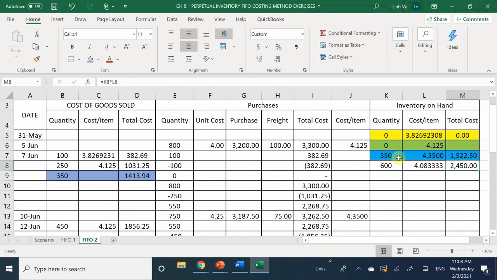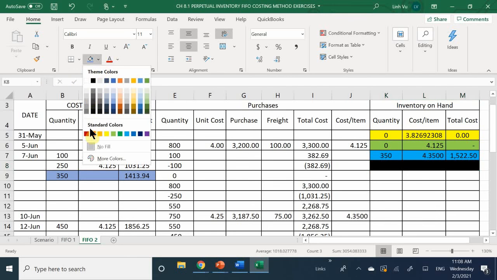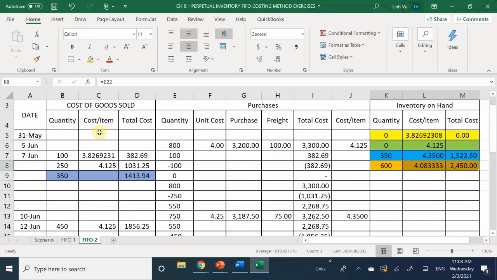I'm going to go ahead and highlight this because, again, I'm going to choose another color. In this case, because I feel like it, I'm going to go ahead and do orange. Okay, so orange. Okay, there you go.